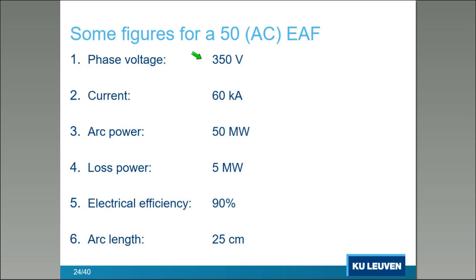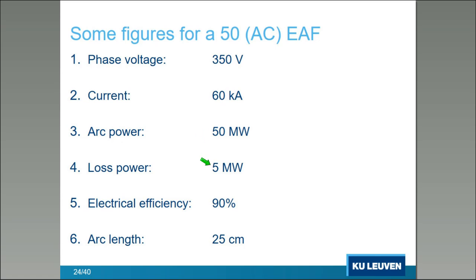350 volt. So make no mistake, the electric arc furnace is connected to the high voltage grid, not because we need high voltage. On the contrary, we need high current because we need an arc. We need 60,000 ampere as current. We don't need high voltage, but we connect the electric arc furnace to the high voltage part of the grid because of the short circuit power, because you need a high power in your system. And you see here, you need 50 megawatt. The arc power is 50 megawatt.